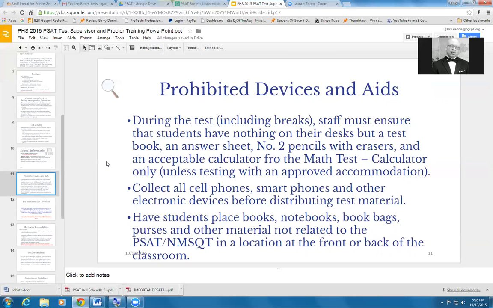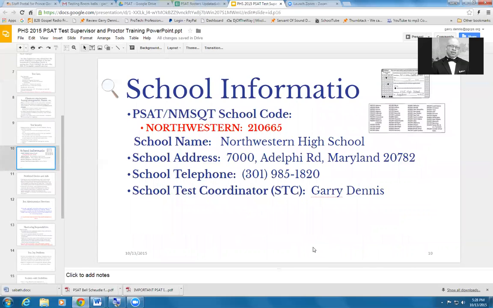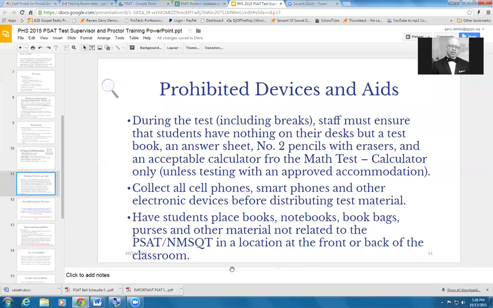Any books or notebooks, book bags, purses, any other materials can be in front of the room, in the back of the room, or better yet, not bring it at all, but as long as it's not with them when they're at their seats taking a test.